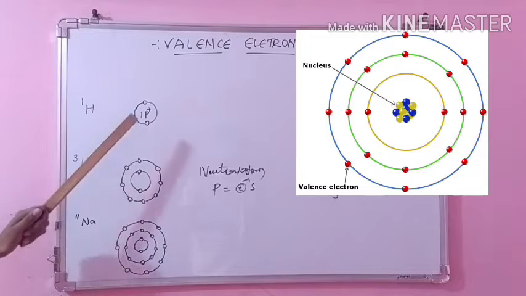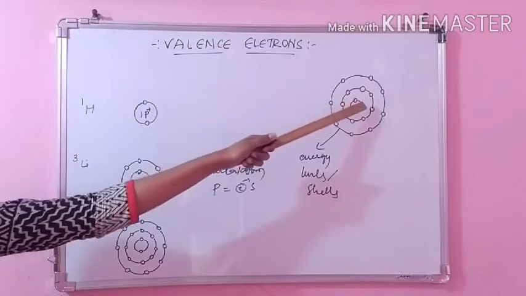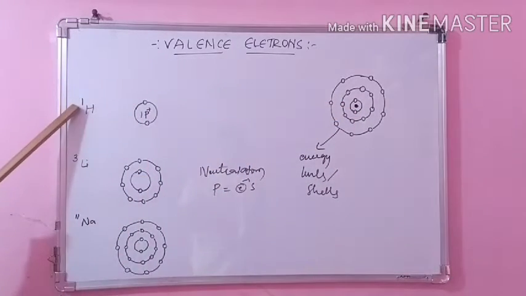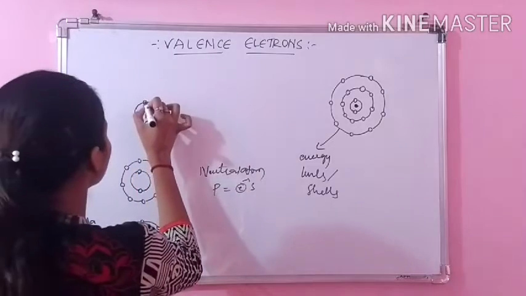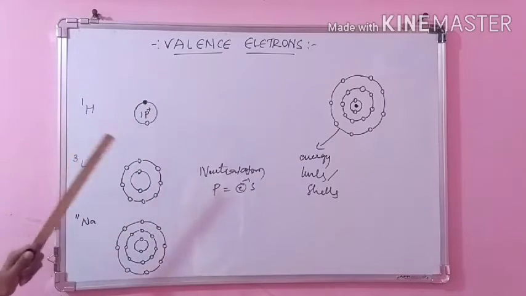Then how many electrons should be there? Electrons also will be equal to 1 only. According to this diagram, I have only taken the first energy shell because only 1 electron is there. So I will fill this 1 electron here. Clear? Only 1 electron will be filled.